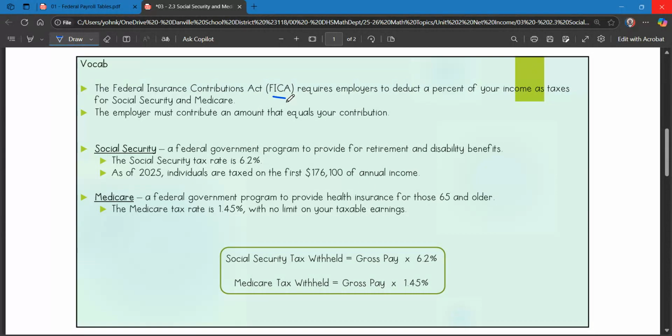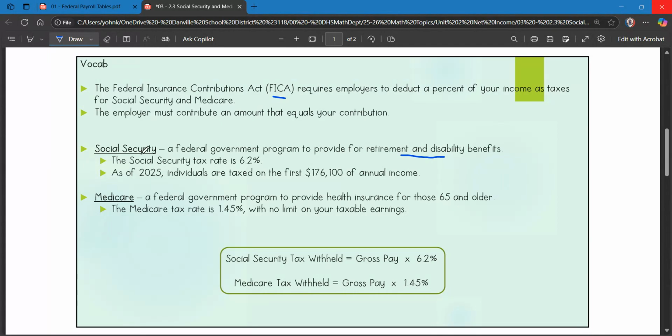And so Social Security is a federal government program to provide retirement and disability benefits. So if somebody retires, they're not working anymore, they need a paycheck. So that's where Social Security comes in. Or if someone is unable to work because they are disabled, then they also get benefits from Social Security.